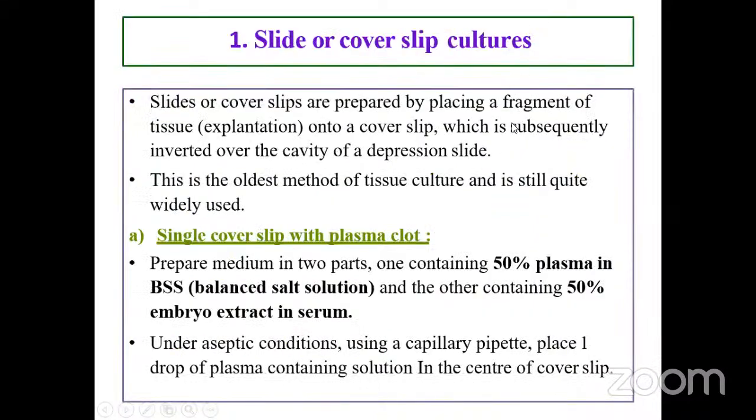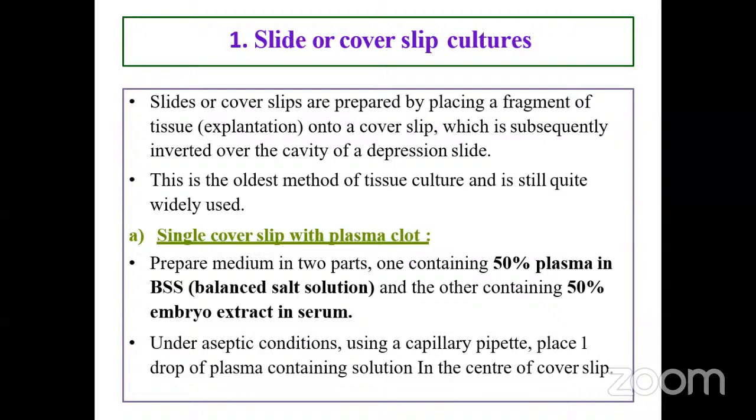So in the slide or cover slip cultures, the slides or cover slips are prepared by placing the fragment of tissue on the cover slip, which is inverted into the depression slide. I think you might have studied the motility of bacteria by hanging drop technique. You will have the depression slide at the bottom, and above you have the cover slip. So same way here also we will do that. It's the oldest method of tissue culture, and still we can use them.